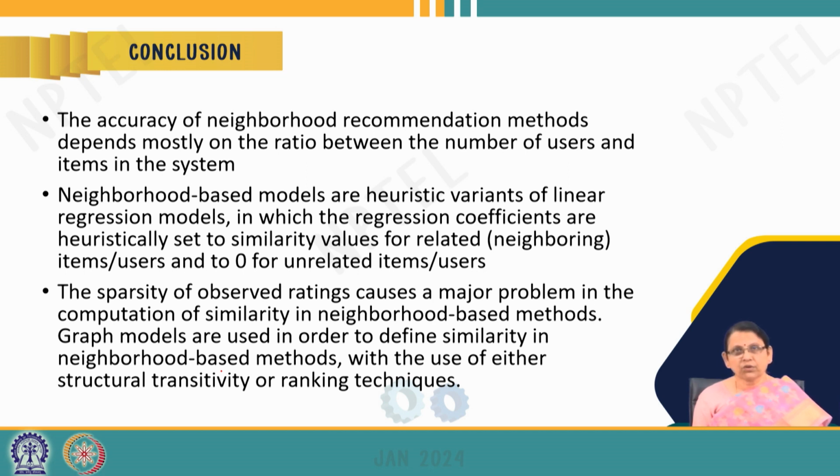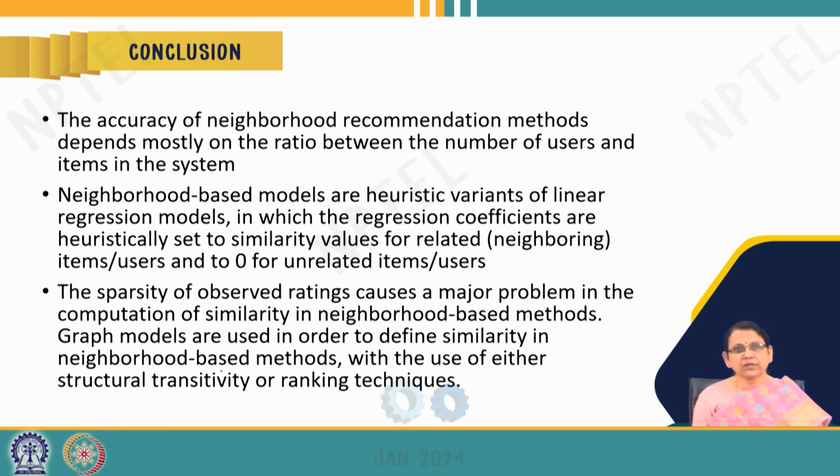The accuracy of neighbourhood based recommendation methods depends mostly on the ratio between the number of users and items in the system. Neighbourhood based models are heuristic variants of linear regression models, in which the regression coefficients are heuristically set to be the similarity values. Now, this can be modeled as a regression model where these coefficient values, these weights, can be determined from the model.